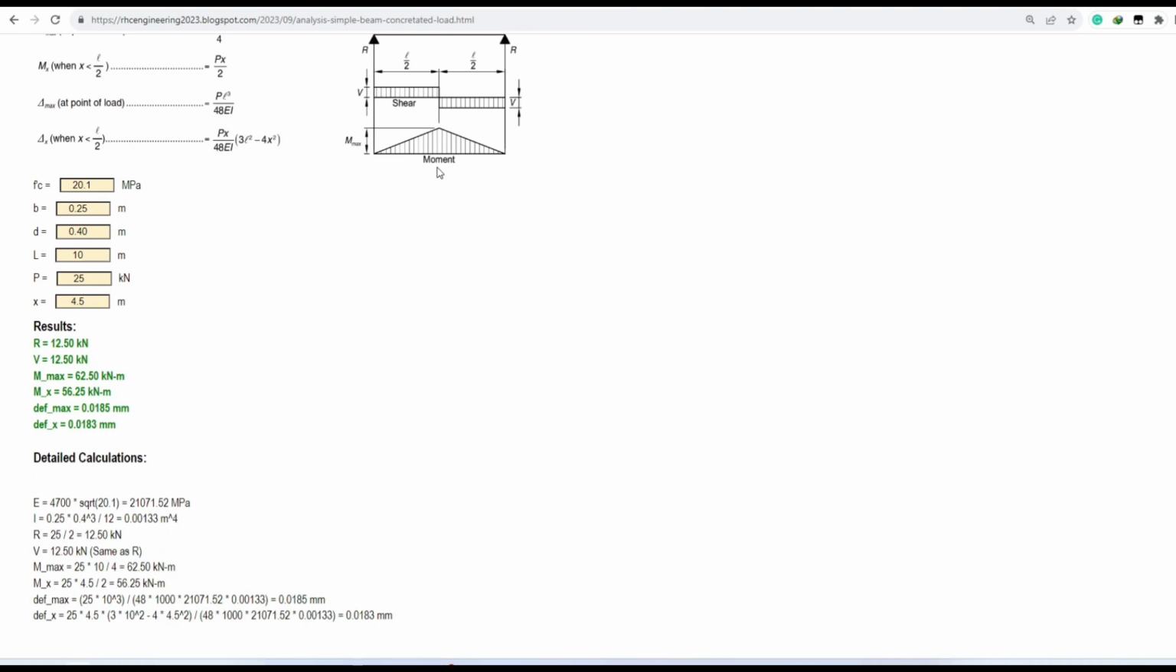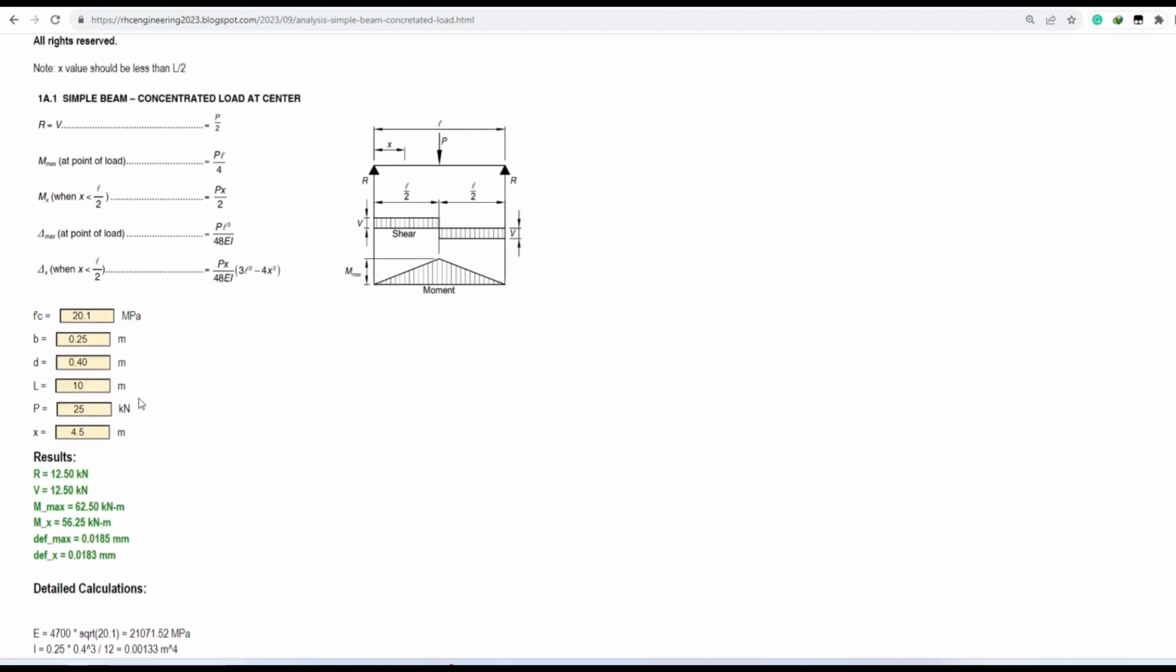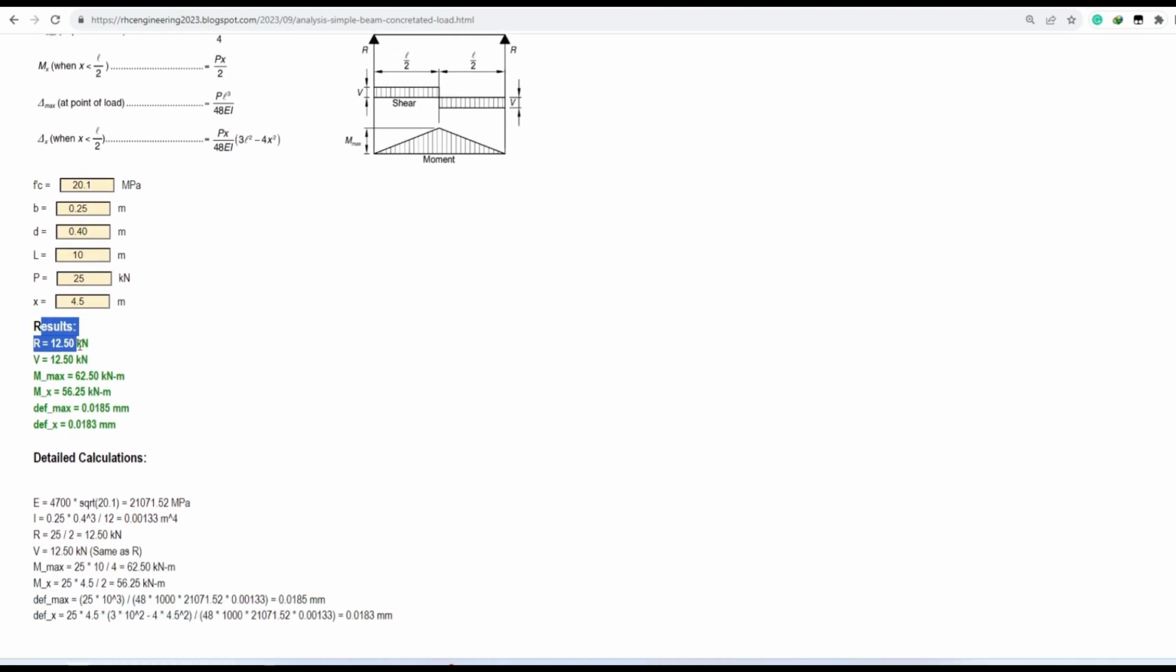The nice thing here, guys, is you just input the value of the f'c, the compressive strength of the concrete. B is the width of the beam. Then D is the depth of the beam. Then L is the span of the beam. Then P is the point load. Then x is the corresponding distance from the support to the point load. Then we have here the result.